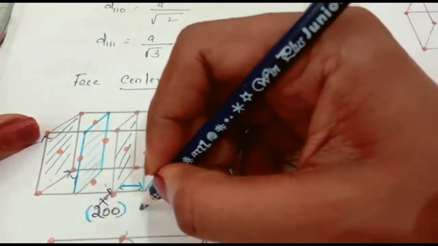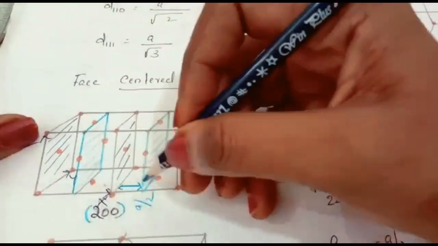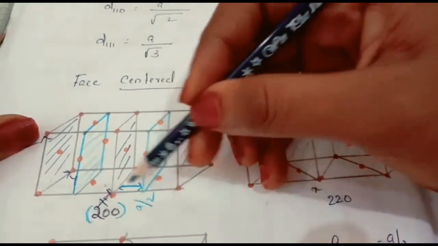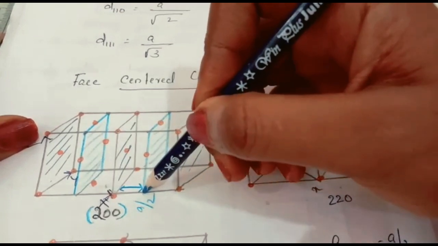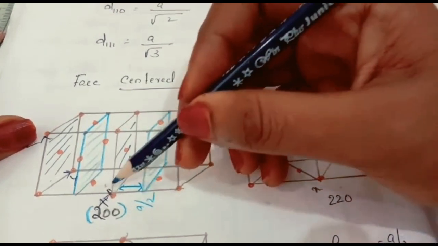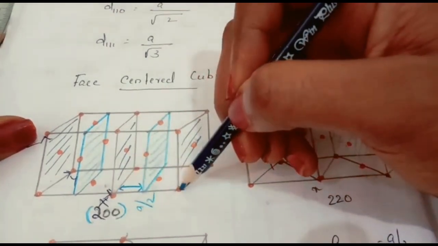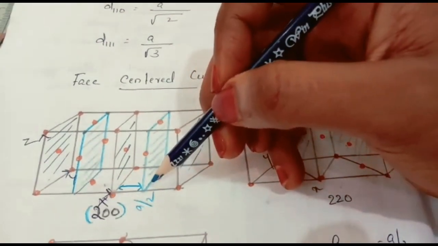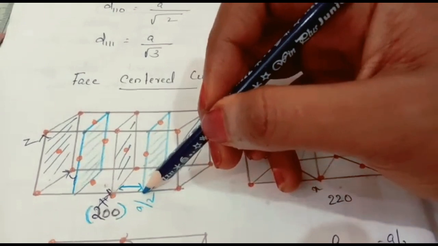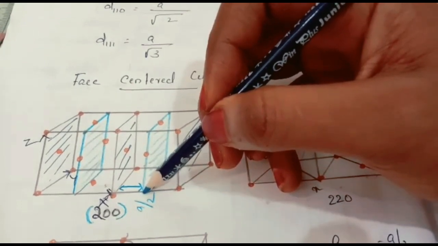So this distance is how much? A by 2, only half of A. Half means from here to here. So this is only half of A. That means half of the 100 plane. If it is 100, this much will be there. So this plane is only half of 100. That means the intercept is only 1 by 2. Understand?